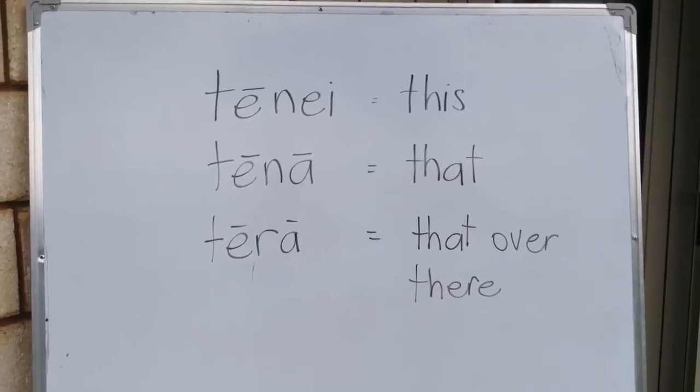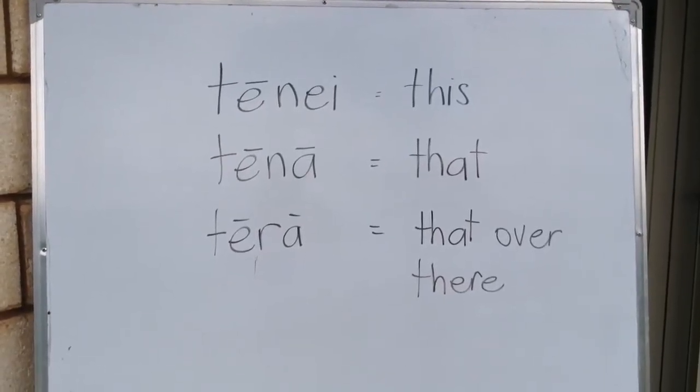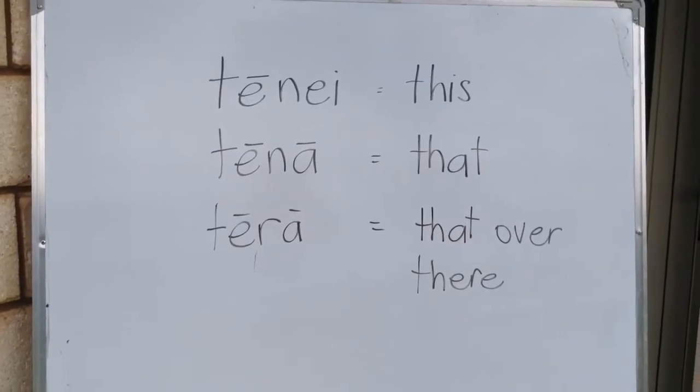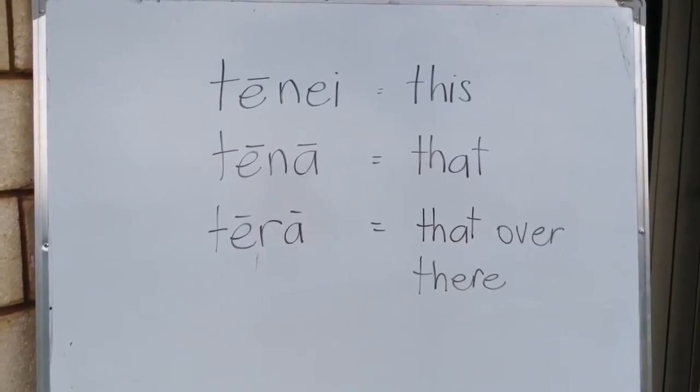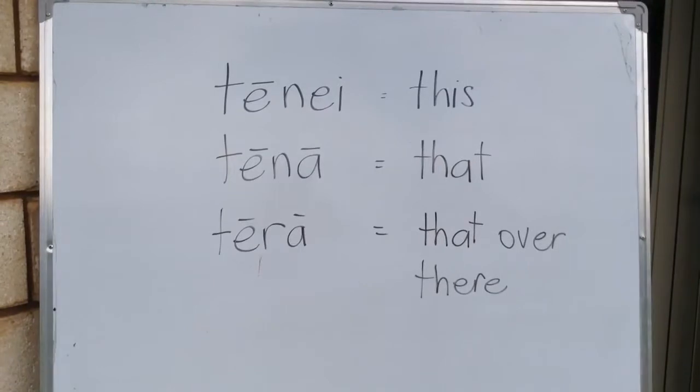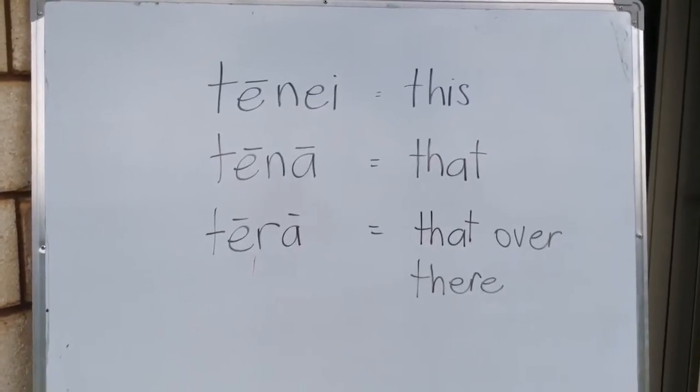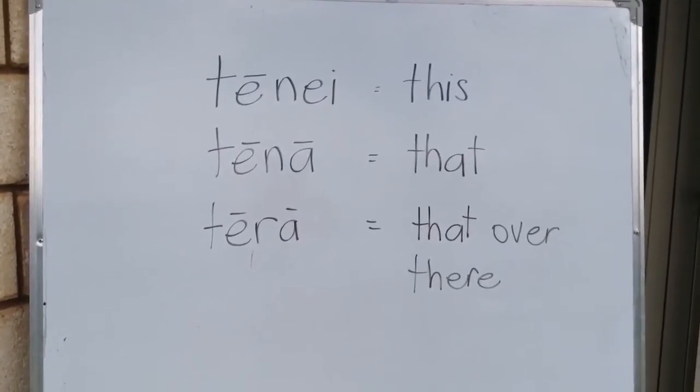Kia ora koutou. Today we're going to talk about the difference between tēnei, tēnā and tērā. Tēnei this, tēnā that, and tērā that over there.